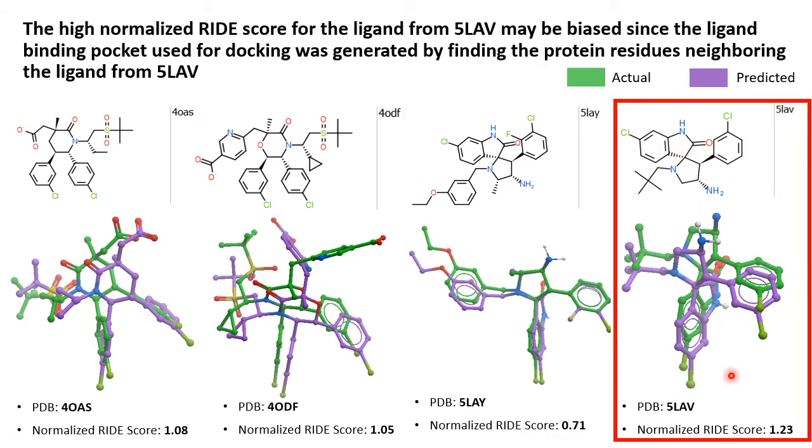The high normalized RIDE score for the ligand from 5-LAV from the second pair may be biased since the ligand binding pocket used for docking was generated by selecting the residues of the protein neighboring the ligand from 5-LAV.